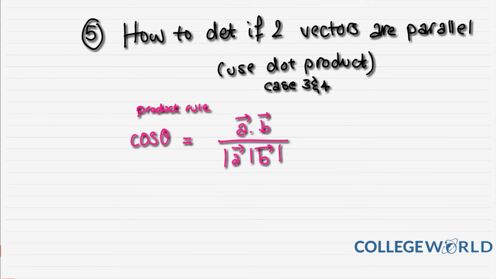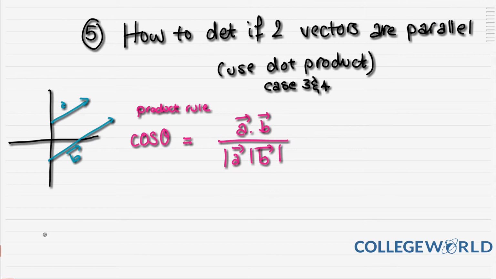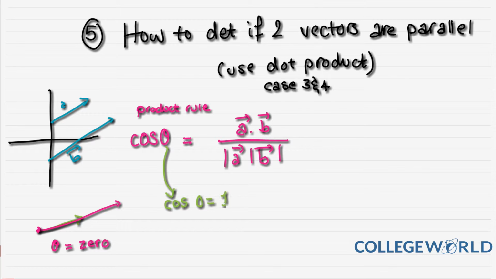Now, if and only if the two vectors, vector A here and vector B there, are parallel, let's draw them on the same line. Let me use another color, green. If this is A and this is B, then the angle between them, theta, equals 0. And if theta equals 0, this is going to be cosine 0, which in this case equals 1.